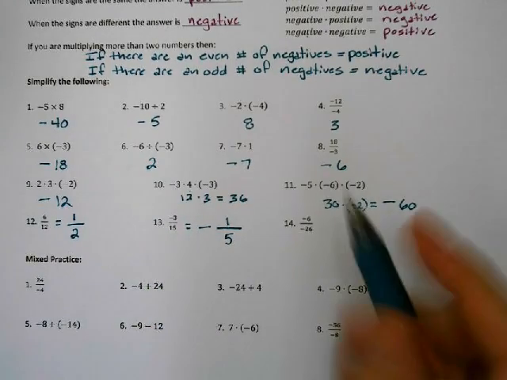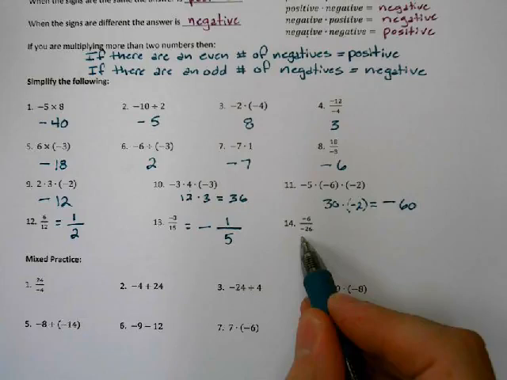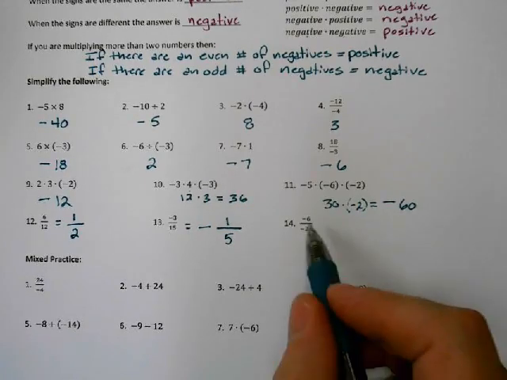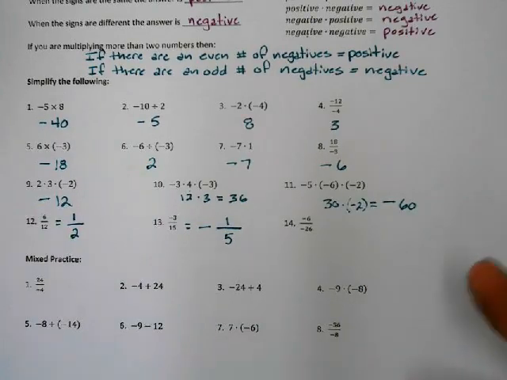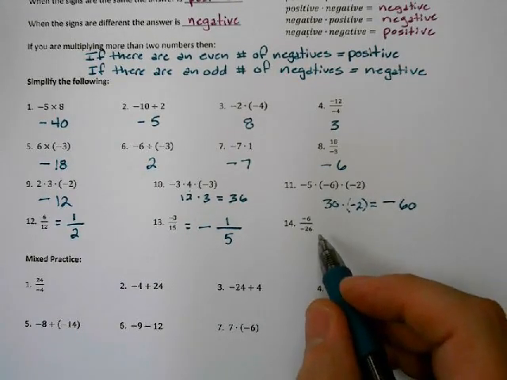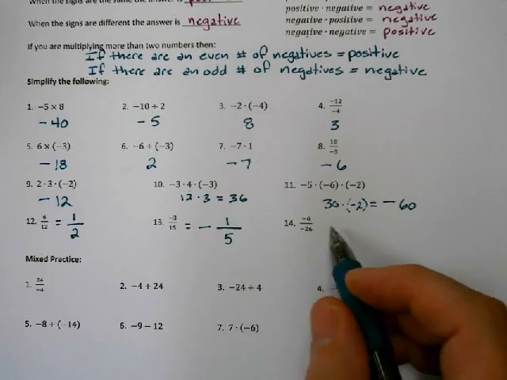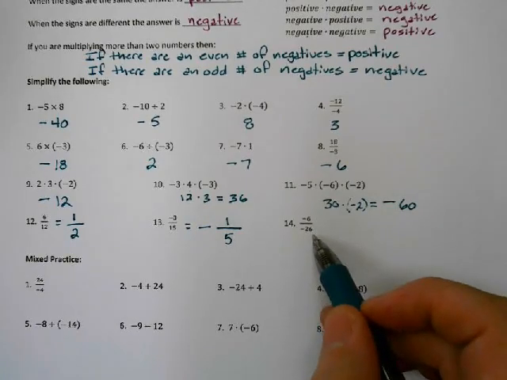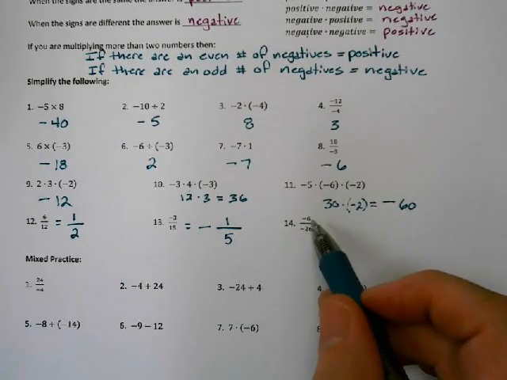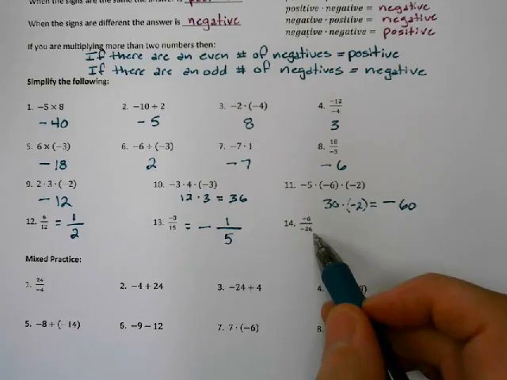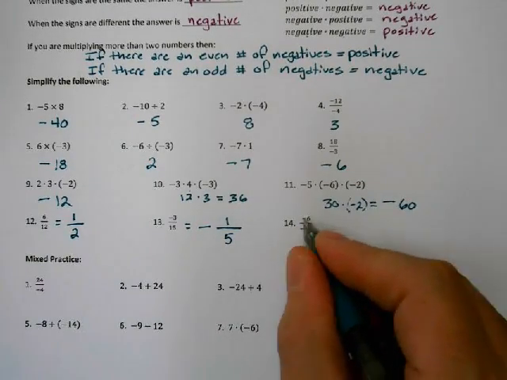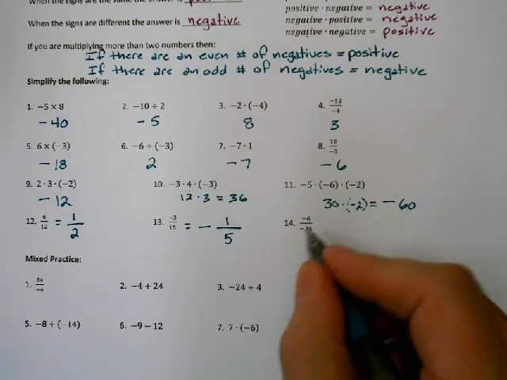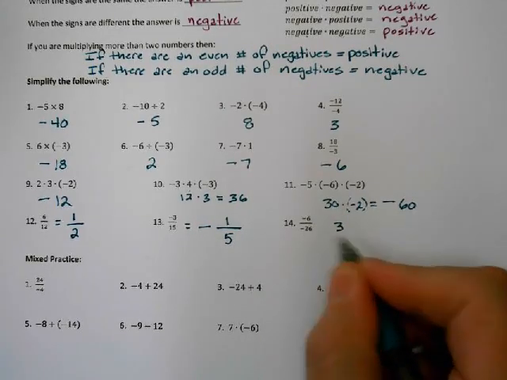Next one, same signs, so it's going to be positive. And then I have to ask myself, does 26 go into 6? No, it doesn't, not evenly. And so what we're going to do here is we're going to simplify it as much as we can. 6 goes into 6, but 6 does not go into 26. So let's try something else. What about 2? 2 goes into 6, and 2 goes into 26. So that's what I'm going to reduce it by. Okay, so it's going to be positive because they're both positive here. 2 goes into 6 3 times. 2 goes into 26 13 times.